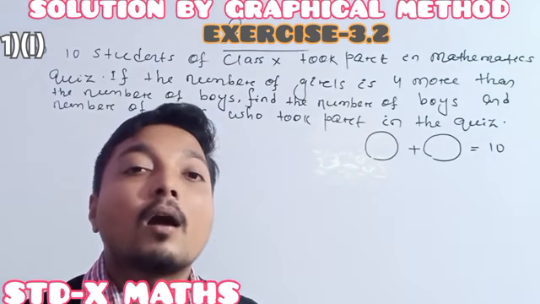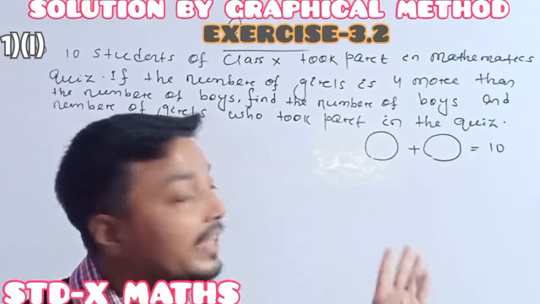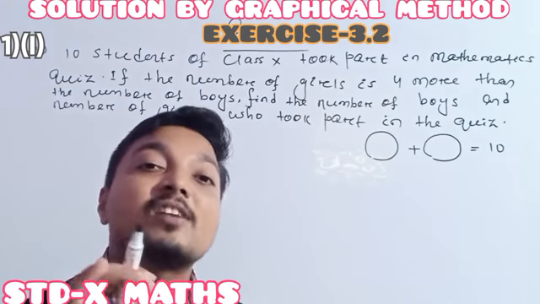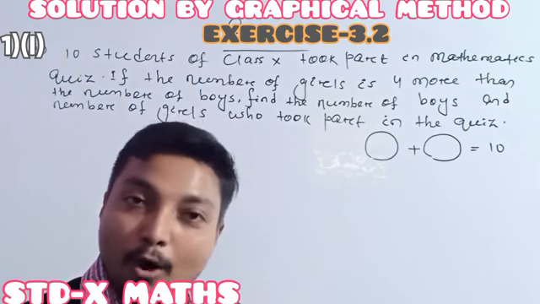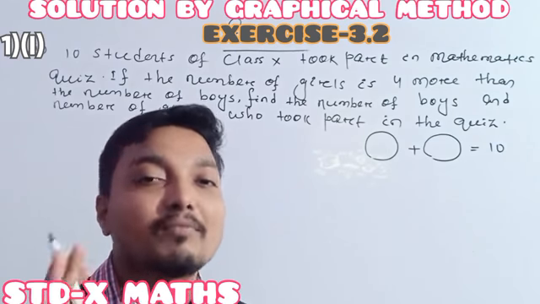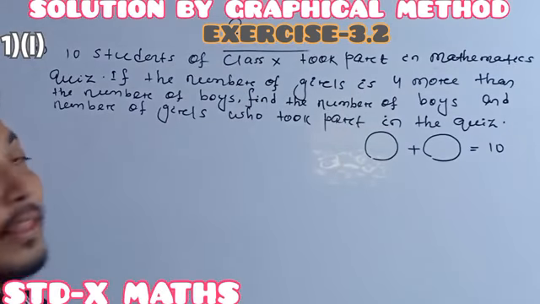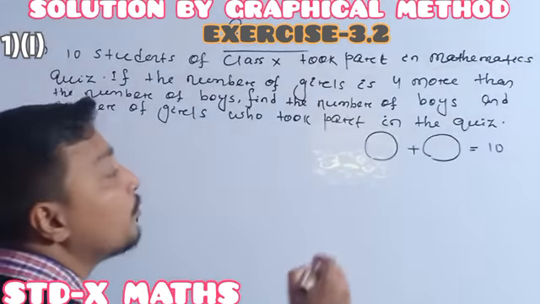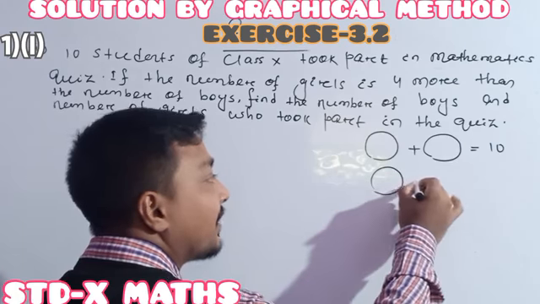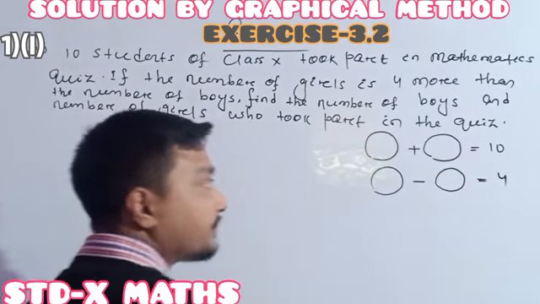And in the second line it is said, if the number of girls is 4 more than the number of boys, girls more than the boys by 4. Whenever more or less is given, you just have to formulate the equation by subtraction. Difference means subtraction. More or less means always you operate subtraction. So here it is given that the girls are 4 more than boys. So first I have to write girls, then boys, it is 4.